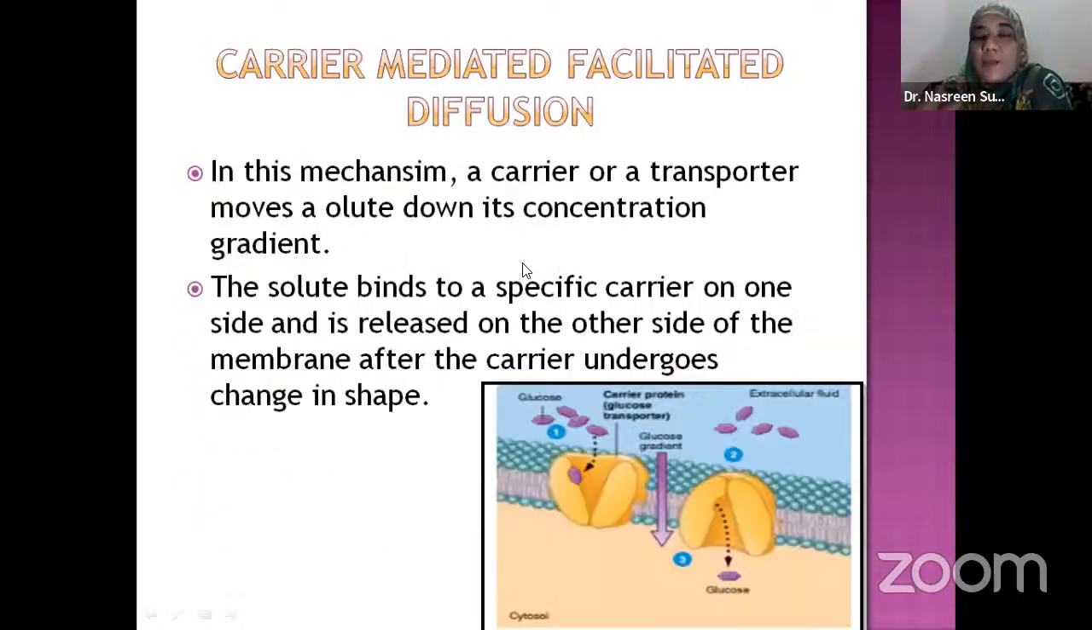Now, next, carrier mediated facilitated diffusion. Channels will be present for ions, but for some molecules there will be no channels. For example, glucose. Glucose will not have any channel. Did you ever hear of a glucose channel? No. So how will it go inside? Glucose will be thinking, how should I go, how should I go? Now it will think of an idea: okay, I will sit on a carrier and I will go inside. So in this mechanism, what is happening is a carrier or a transporter.